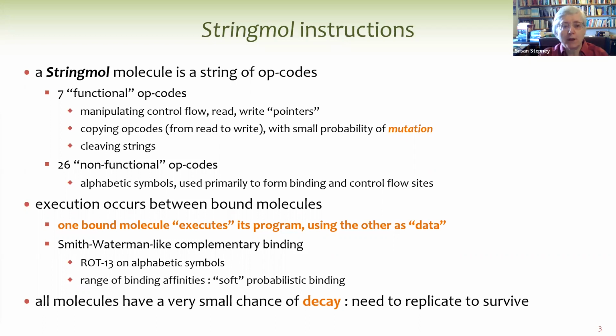We use a Smith-Waterman-like complementary binding approach between the 2 strings. As well as the copy providing opportunities for mutation, all molecules have a very small chance of decaying. That means that in order for a particular species to survive, it has to replicate. Otherwise, it will just decay away.